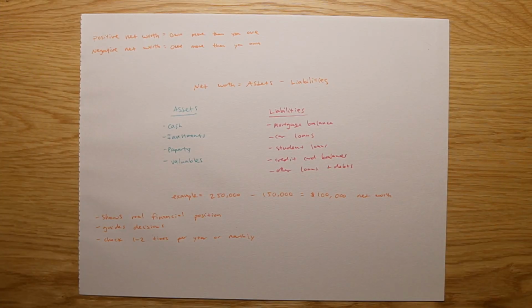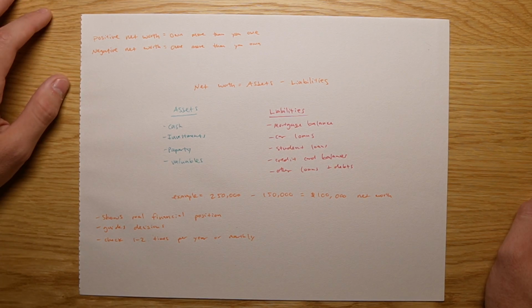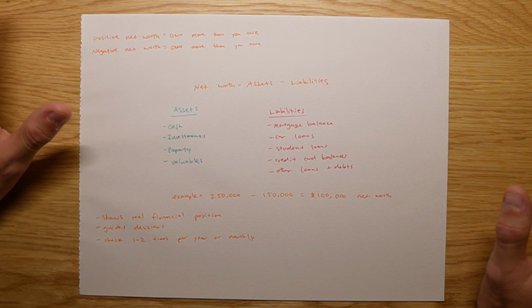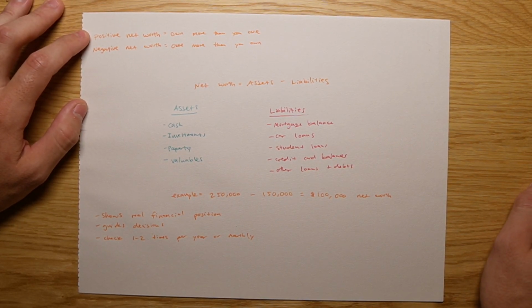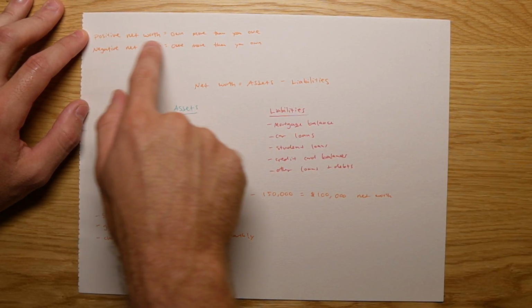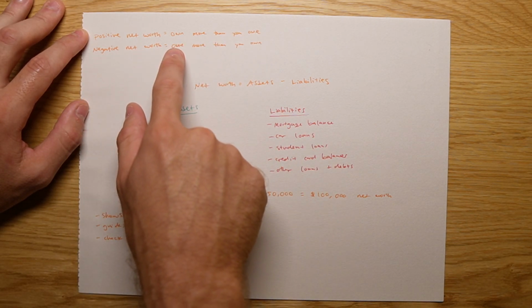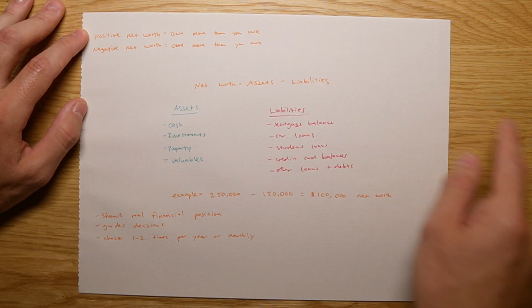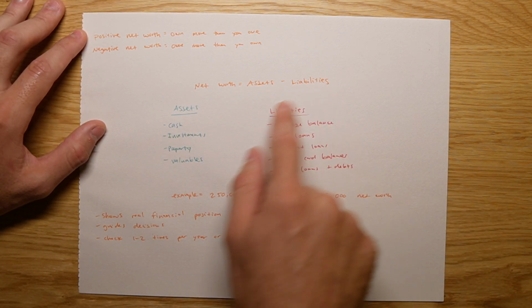Today I'm going to talk about how to calculate your net worth. This is one of the most important things I follow. I track this on a monthly basis, and it really just helps you have a good picture of what your financial picture is. So there's positive net worth, that is you own more than you owe, and a negative net worth is you owe more than you own. So to calculate net worth, you do net worth equals assets minus liabilities.